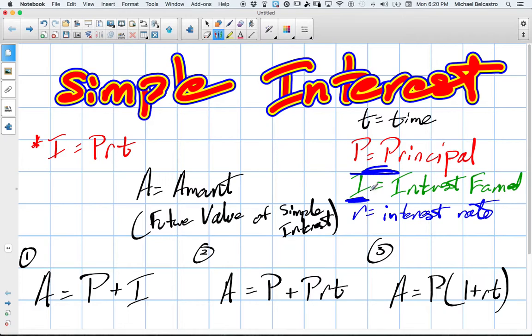Capital I stands for interest earned, okay? But it's not an actual amount, it's something that you're going to calculate, okay? Lowercase r is the interest rate, so we've checked that off. And finally, A is the amount, that's why they call it A, but really what that means is the future value of that interest. So whatever you put your principal in, after it's earned a certain amount, that's what we're calculating, that A.